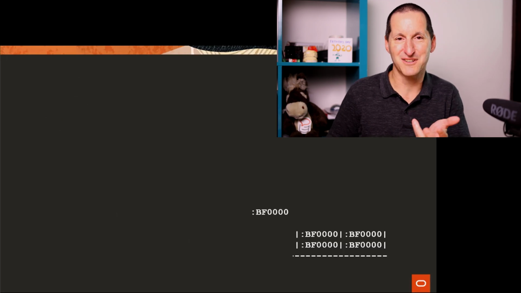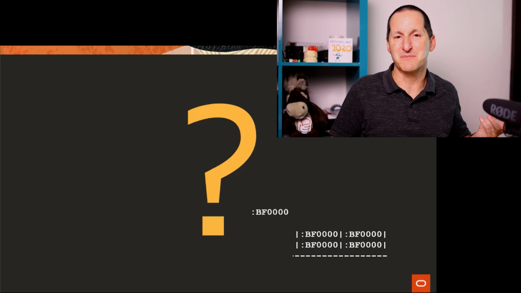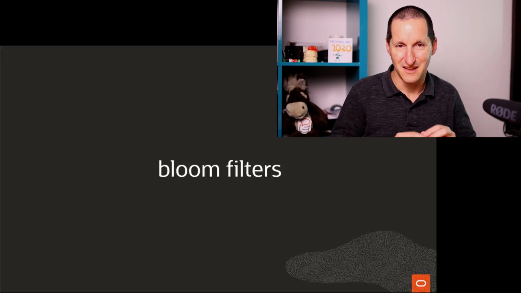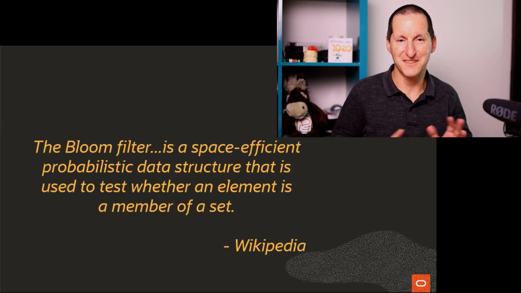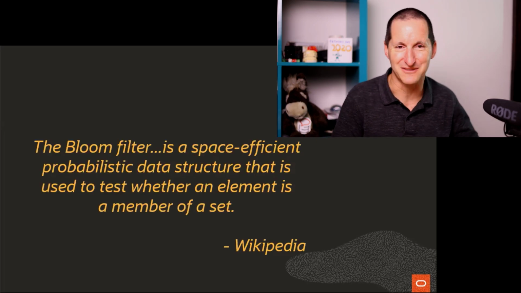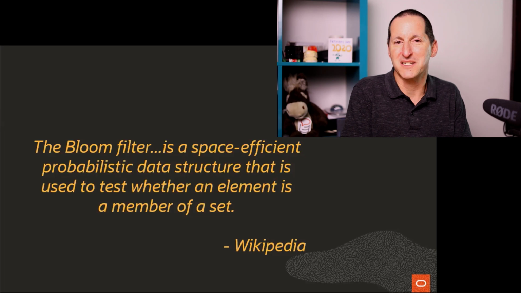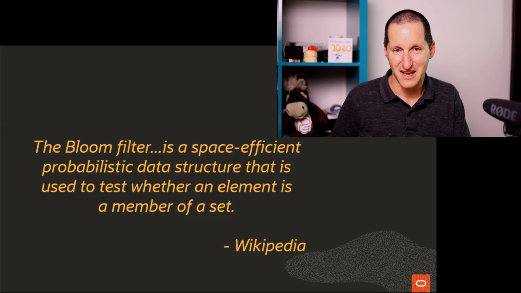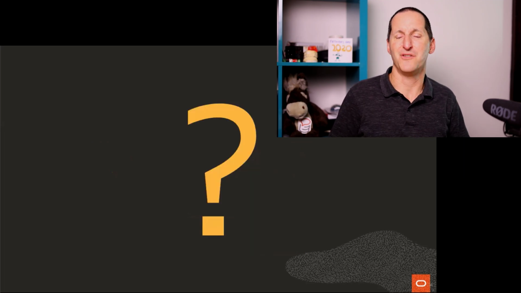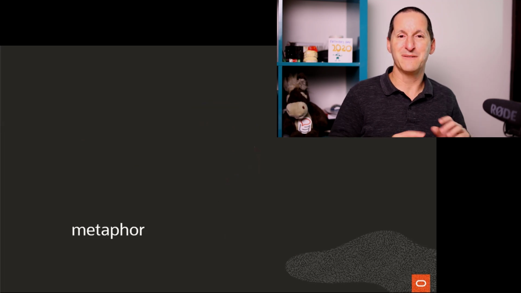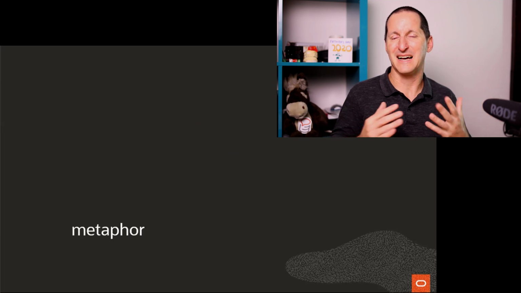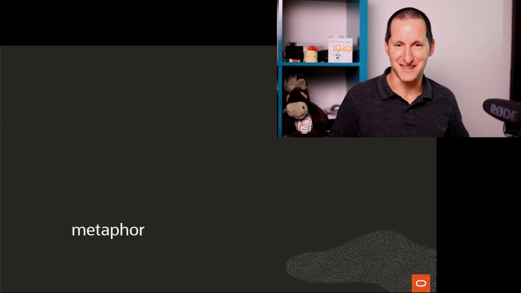So when you start seeing these things, what do they mean? What does BF mean? It's a Bloom filter. This is the definition from Wikipedia, I'll have to read this. The Bloom filter is a space-efficient probabilistic data structure that is used to test whether an element is a member of a set. And the good thing is, when you read that, I'm going, I have no clue what that's talking about. So I thought I'd give you a metaphor, and hopefully a timely metaphor, to help explain how this is going to work.